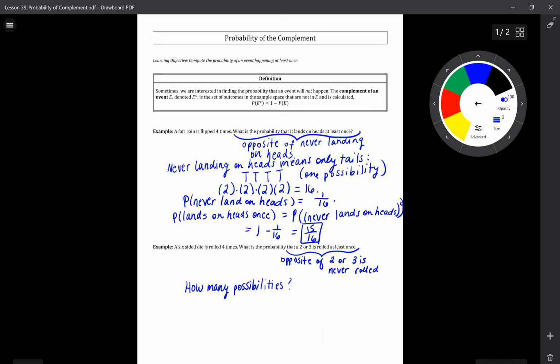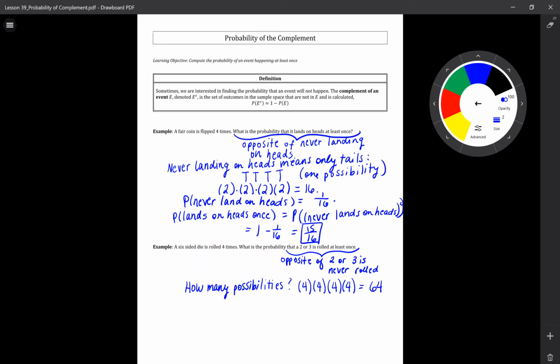Well, let's see. If I never roll a 2 or a 3, then for the first roll I have 4 possibilities, right? 1, 4, 5, 6. For the second roll, I have 4 possibilities. For the third one, I have 4 possibilities. And for the fourth one, I have 4 possibilities. So total, this is 64 ways that I can roll a die 4 times and never get a 2 or a 3.